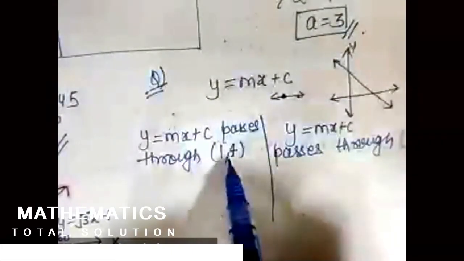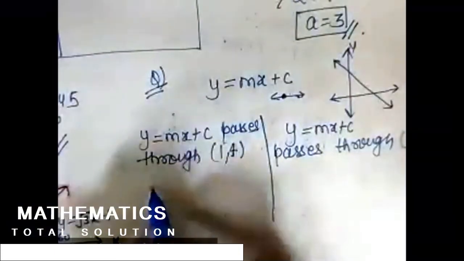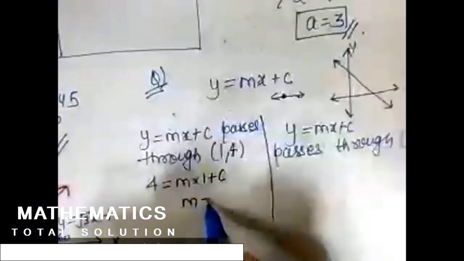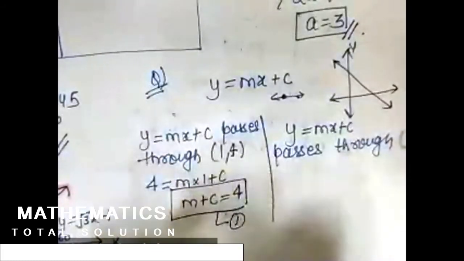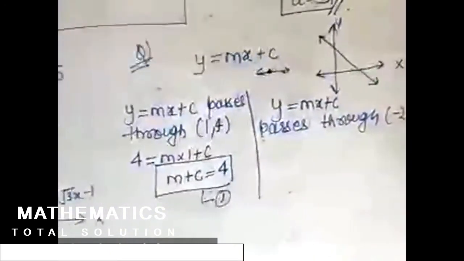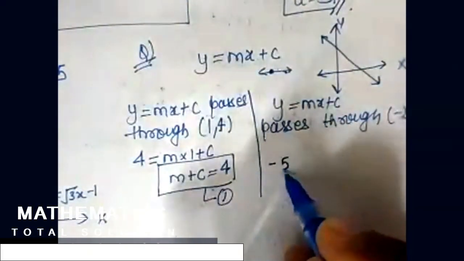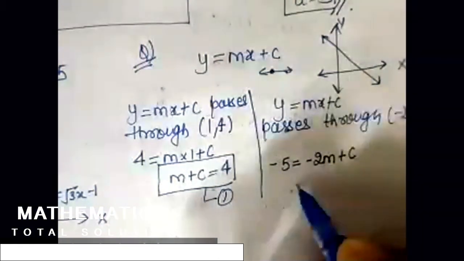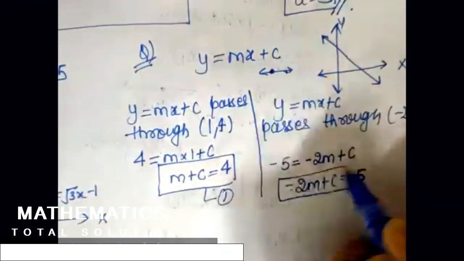So what does it mean when I say satisfy the equation? x coordinate in place of x, y coordinate in place of y. So it will be 4 equals to m into 1 plus c. So equation will become m plus c equals to 4. This is your first equation. I am going to use elimination method beta here. You may use substitution method. Here when I substitute, it will be minus 5 is equals to minus 2m plus c. So minus 2m plus c, I'm writing minus 5 this side. Right, beta. This is the second equation.